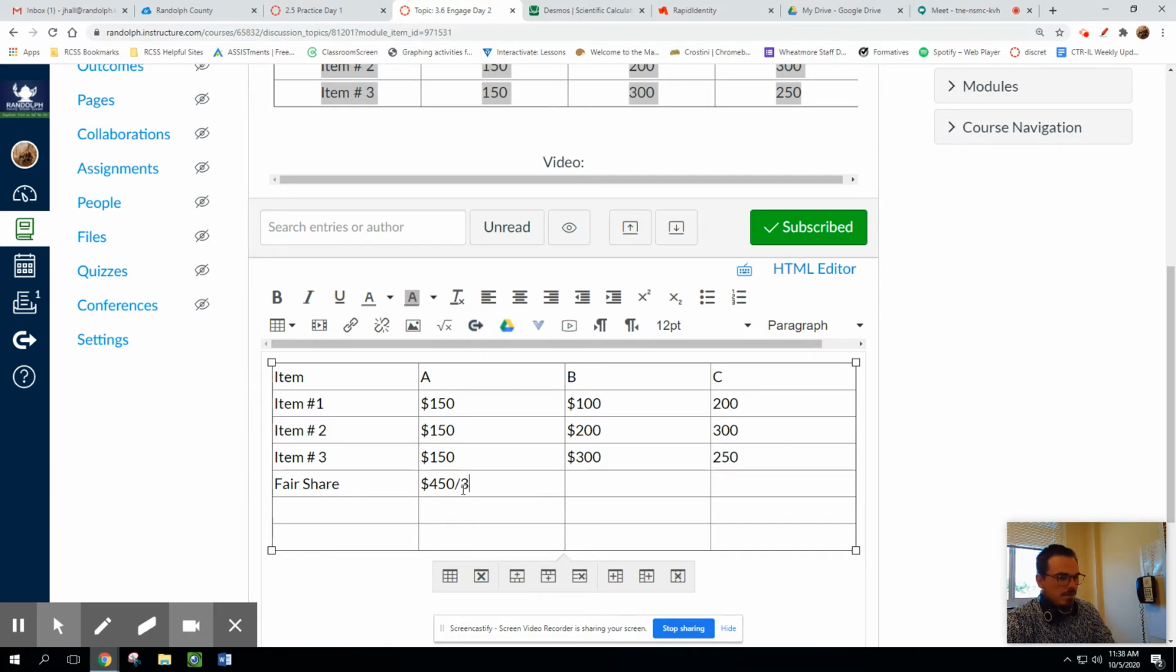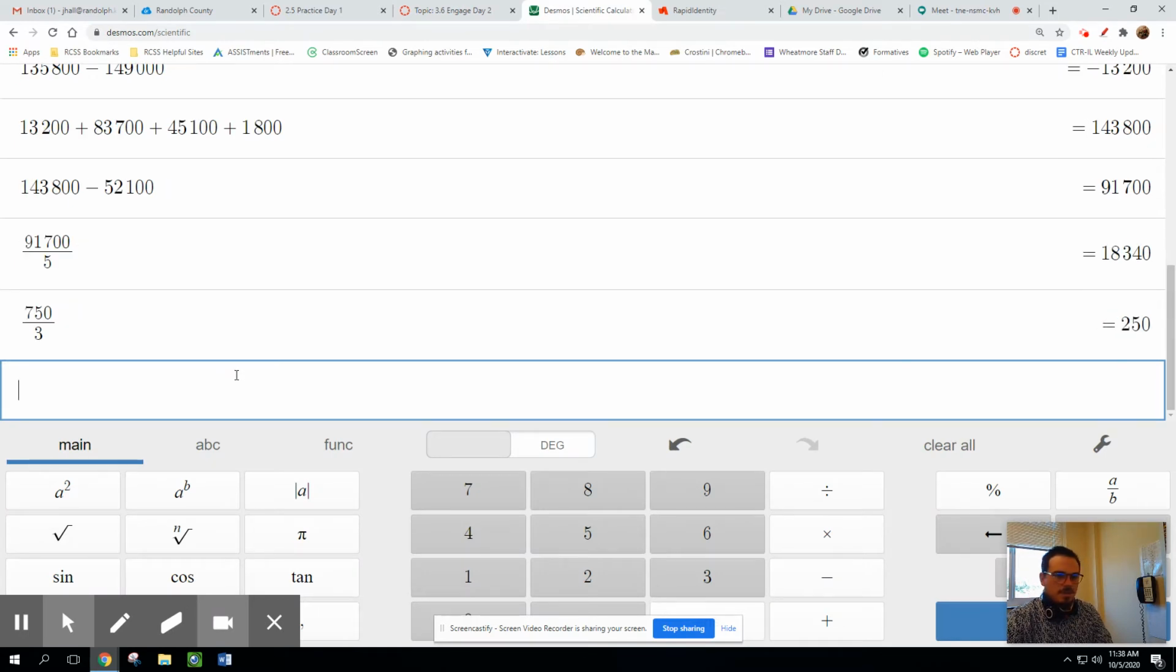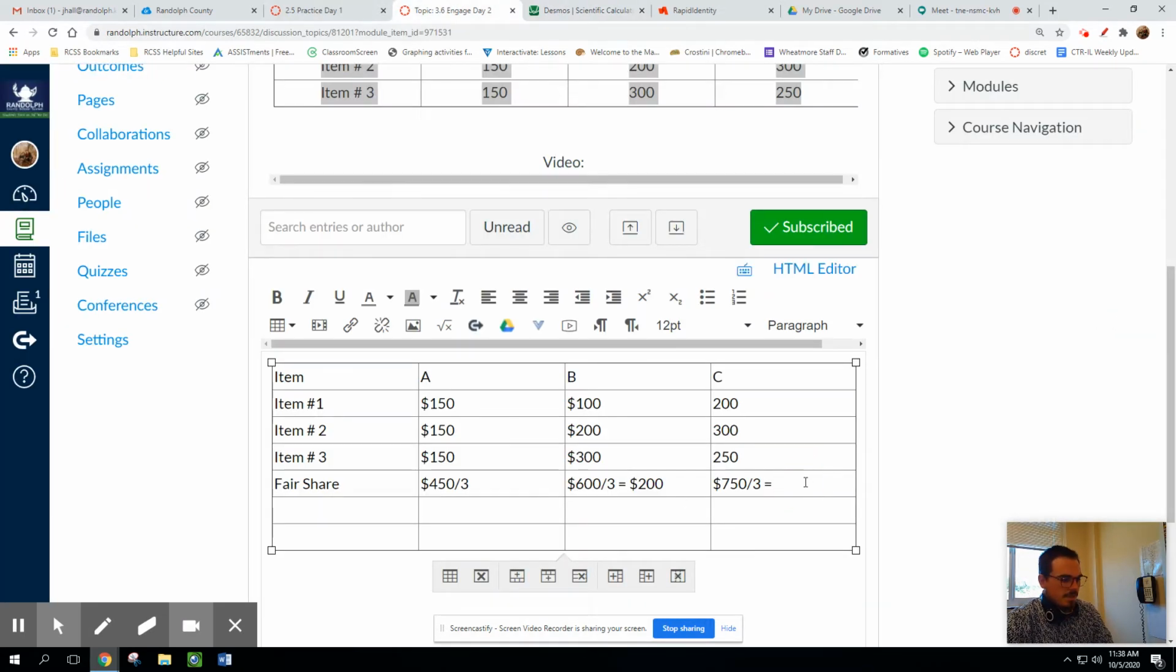450 divided by 3. Same thing here. We'd say 100 plus 200 plus 300, which is 600. 600 divided by 3. That's going to equal $200, which is our fair share for player B. Player C, add them all up, 200 plus 300 plus 250 gives us $750 divided by 3. Oh, nope, 250. So that's 250 for their fair share.